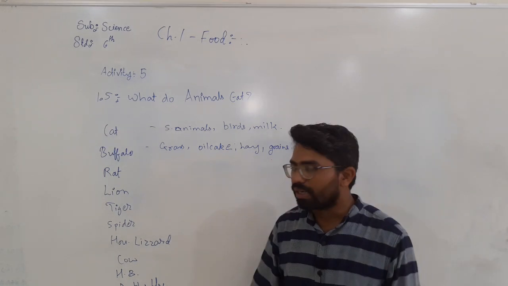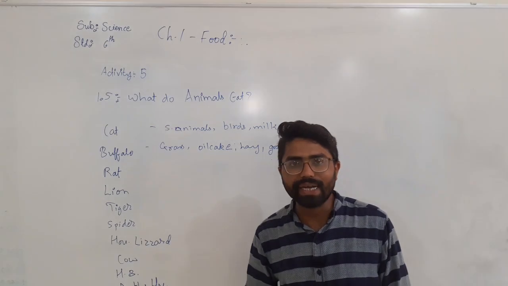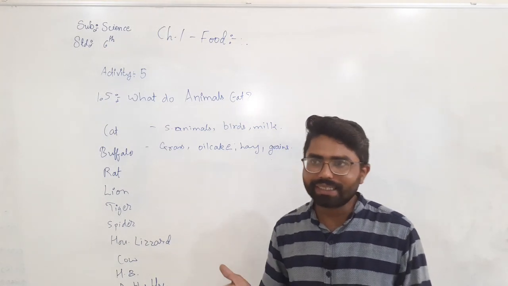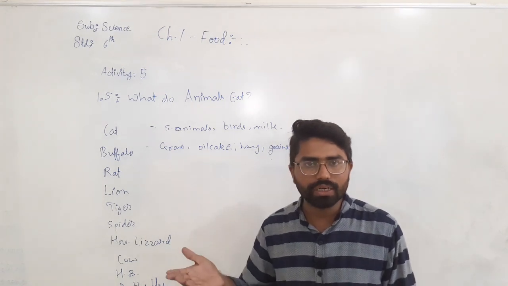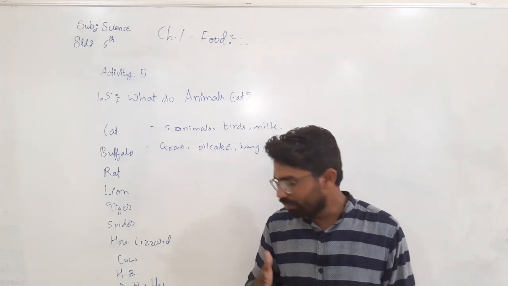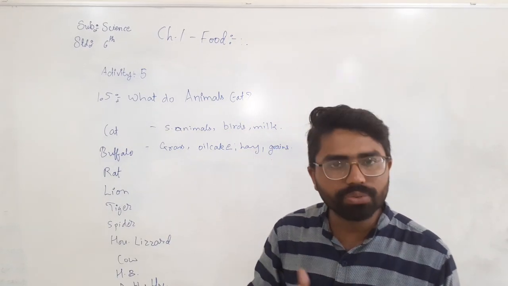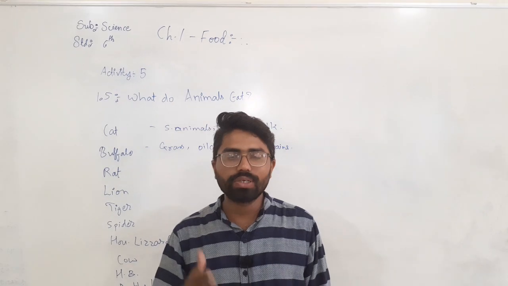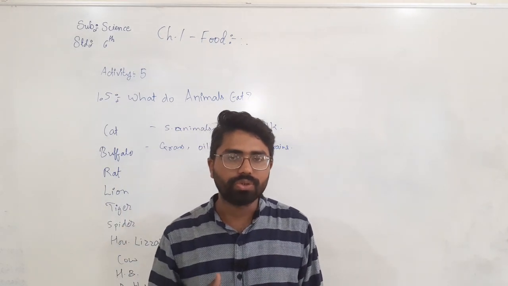Then comes the butterfly. The butterfly's main source of diet is nectar, okay. Then it also drinks the juice of rotten fruits, okay. We can say that. Then the crow also eats everything like a human, okay. A crow eats fruits, seeds, and some dead animals also, okay.